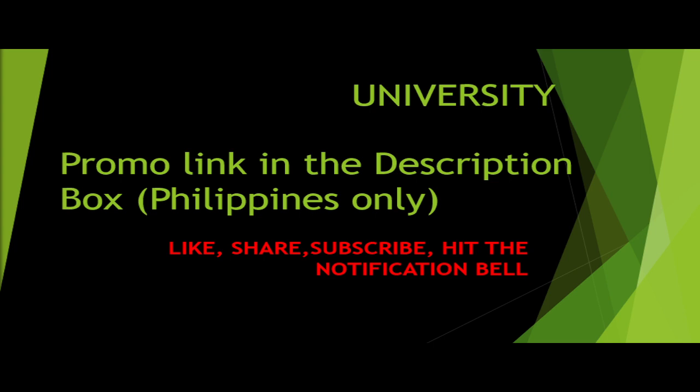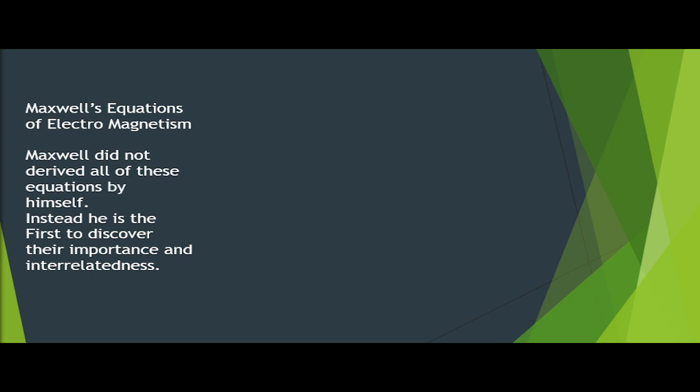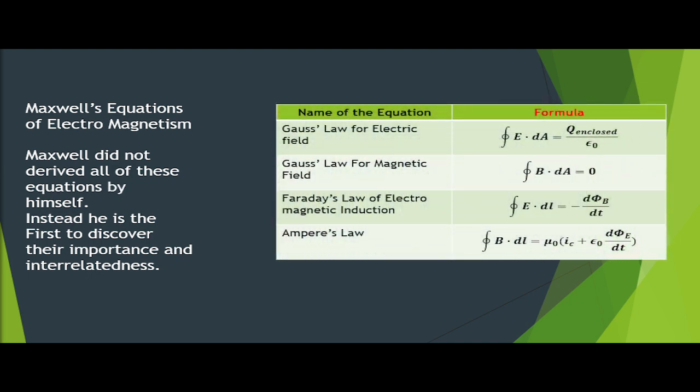As mentioned a while back, we will discuss Maxwell's equations for electromagnetism. As a matter of fact, Maxwell did not derive all of these equations by himself. Instead, he is the one who recognized its interrelatedness. We will start the discussion with Gauss' law of electric flux.